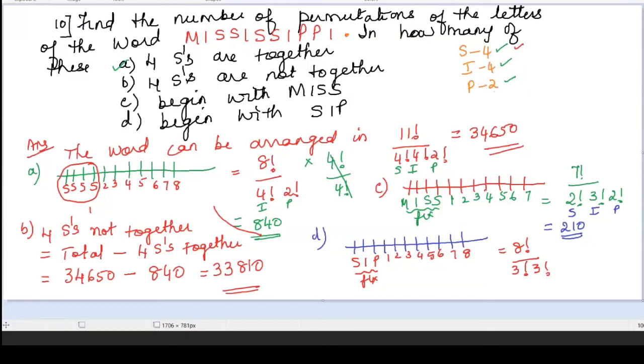Make this idea clear. So this is S and this is I. Okay. Have you understood why I did not write P's repetition? Because out of 2 P's, 1 is gone fixed. Only 1 is remaining. For 1 remaining, it is not considered as repetition. Okay, so what is this answer? Is it 1120? 1120 is the fourth answer.